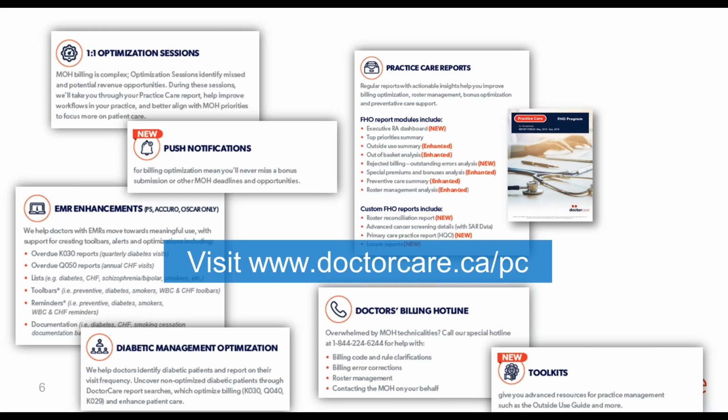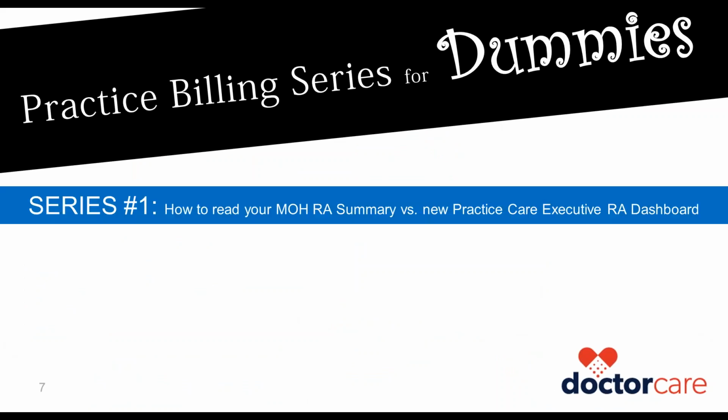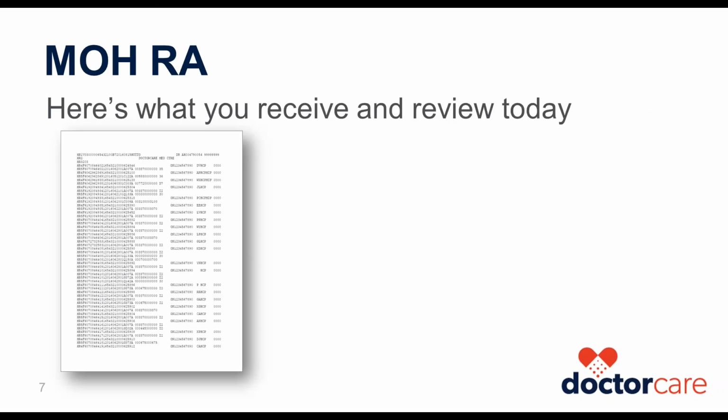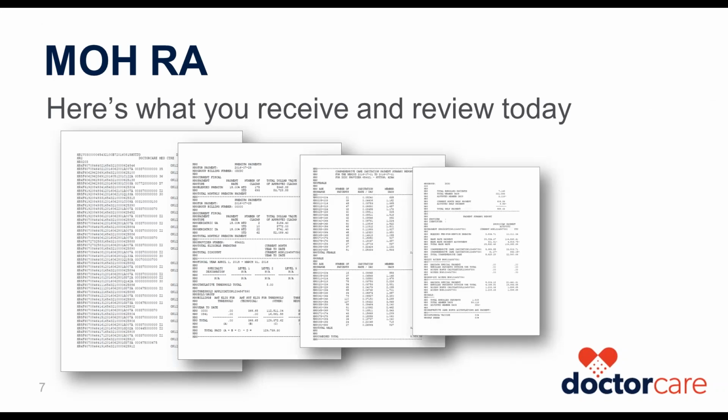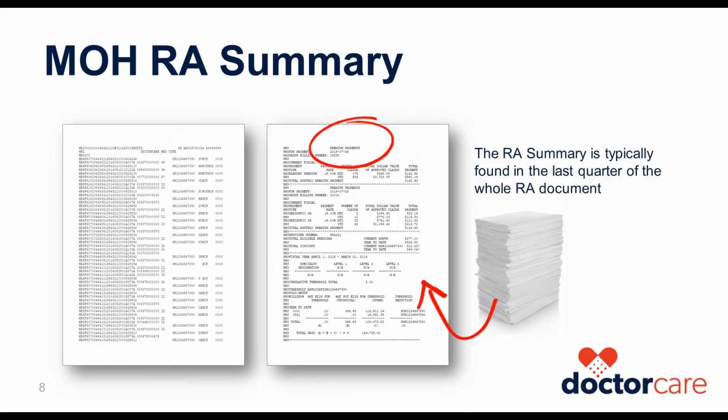Let's dive in. Let's talk about the first topic in our new Practice Billing Series for Dummies webinar program, how to read your MOH RA summary versus our new Practice Care Executive RA dashboard. You're all very familiar, most likely painfully so, with this view. This is the Ministry RA that you receive and review today every month. Your RA summary, the page in the middle of your screen, can be found in your RA after the seemingly endless list of claims. And this is where the real valuable information can be found.